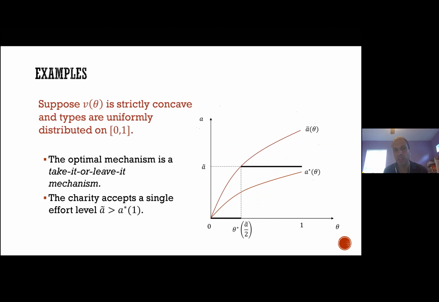But suppose the marginal benefit of effort is strictly concave now. That will have implications for these A star and A bar curves, and the types are still uniformly distributed. Now, in that case, the charity actually goes to the extreme opposite. The charity makes a take it or leave it offer, in the sense that a take it or leave it contract with a single action is optimal for the charity. So it fixes this action, and all types who prefer this action to the outside option choose that action. All other types choose the outside option.